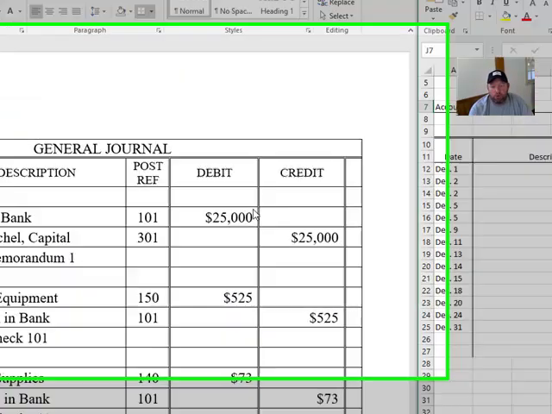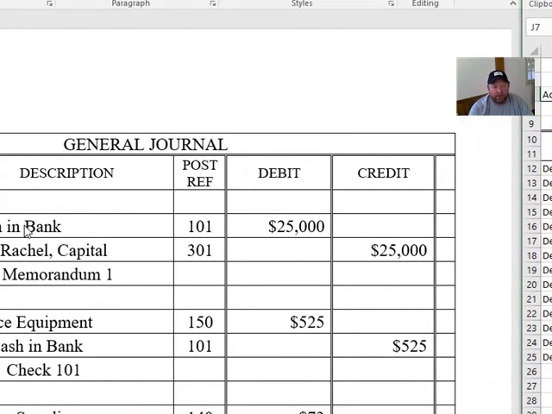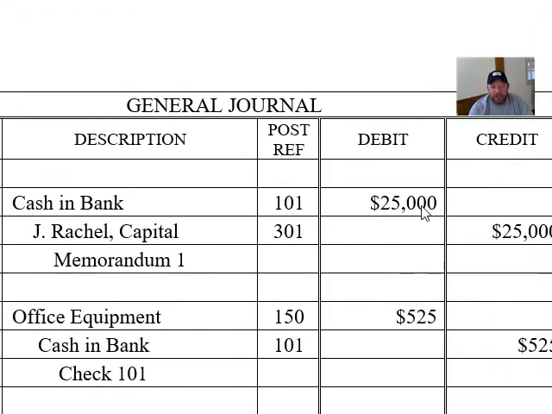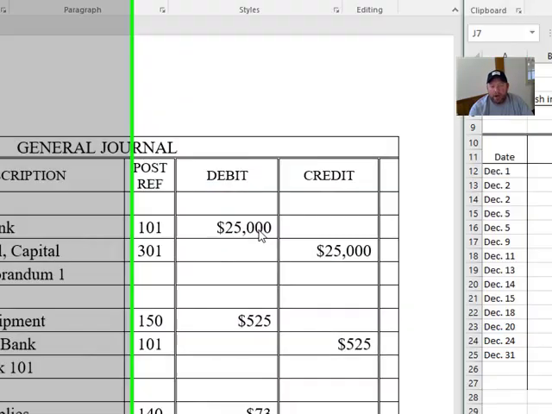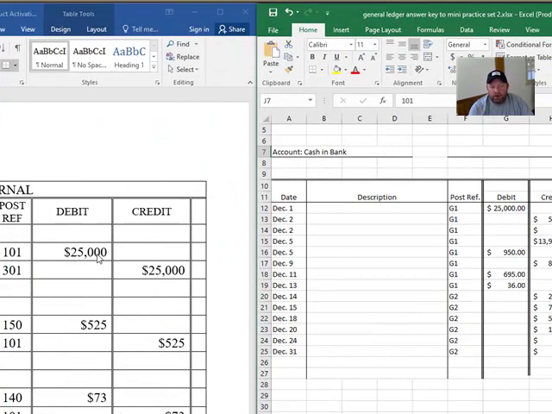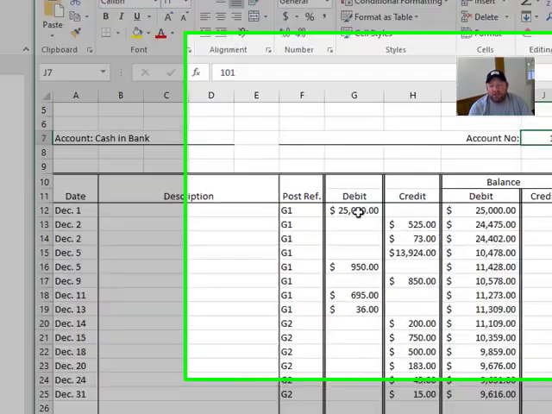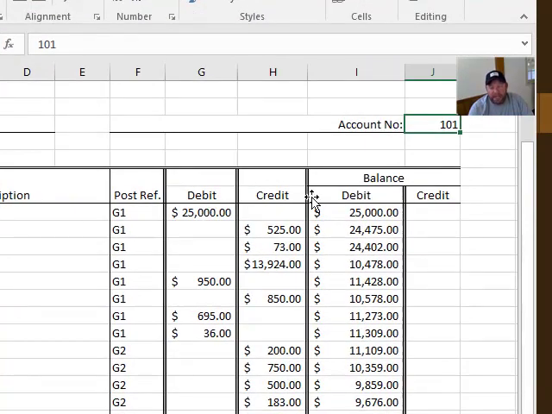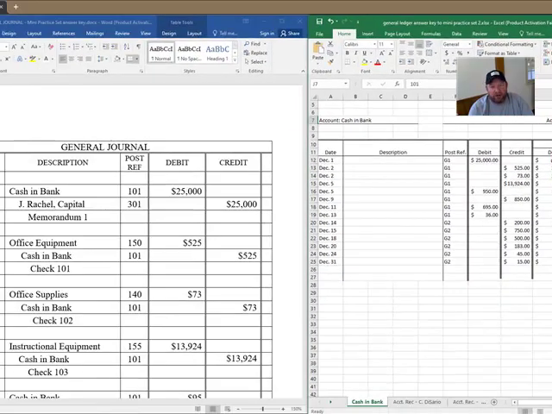And I'm going to just pull through and take a look at these. So the first one here is Cash and Bank on the first for $25,000. That's where Jennifer invested into her company. So we write the date in column A. The post ref comes from the first page on the general journal. This is a $25,000 debit. That's the normal balance side. So we just keep the balance at $25,000. Do you remember this? Okay, so let's move on to number 2.